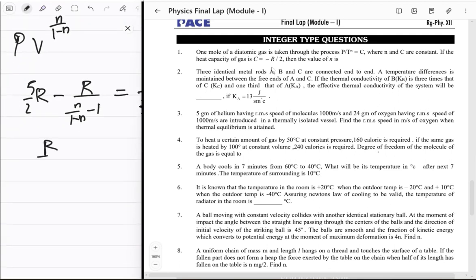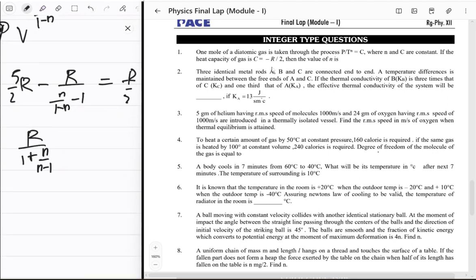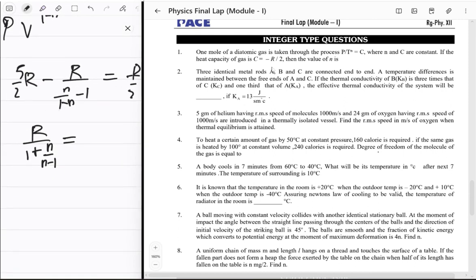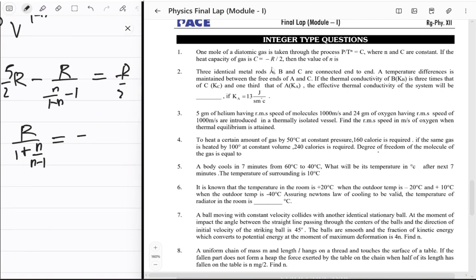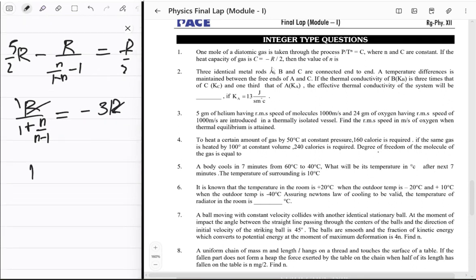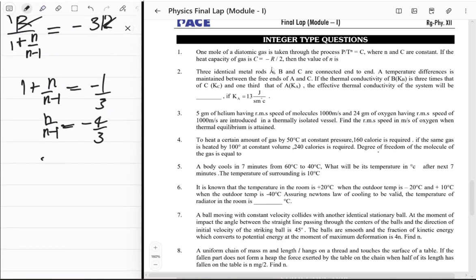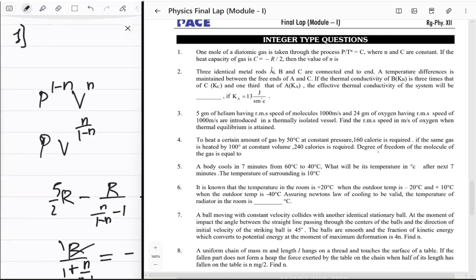What does this mean? R upon, on the left side, actually write it like this, R upon 1 minus n upon minus n, or this thing n minus 1, that should be it. Right? That should do it. That is equal to, so I solved the negative here, equal to negative 5 upon 2 R, negative R upon 2 is like 6 upon 2, so 3 R, whatever, 1. So 1 plus n upon n minus 1, that's equal to negative 1/3. Which means n upon n minus 1, that's equal to negative 4/3. So 3n is equal to negative 4n plus 4, which means 7n is equal to 4. So n is just equal to 4 upon 7, right? So n is just 4 upon 7.